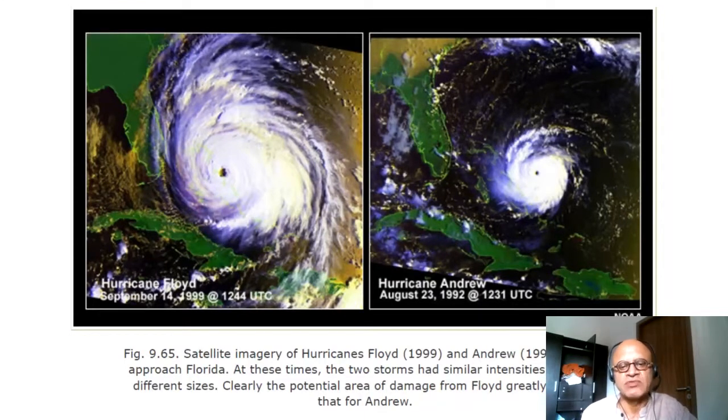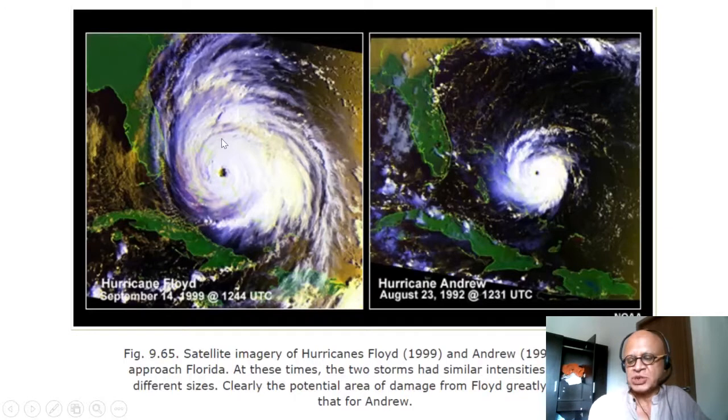So the evacuation plans will depend on whether it's a strong cyclone, but you are going to escape it, or it's maybe a weaker, larger cyclone, but you are going to get affected by the winds. So multiple factors determine the forecast and the warnings that have to be issued and so on. So at these times the two storms had similar intensities but very different sizes. Clearly the potential area of damage from Floyd greatly exceeds that of Andrew. Okay, so it's a nice tight smaller size cyclone with the similar intensity, but this one is much larger.